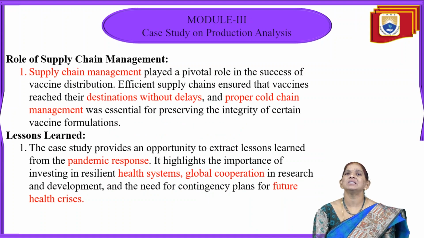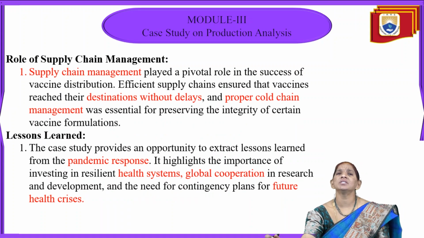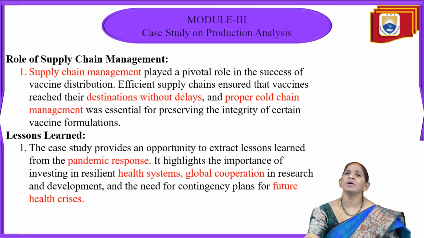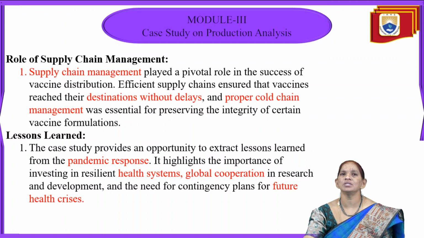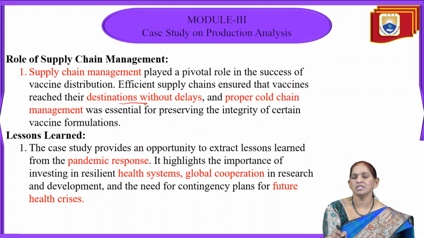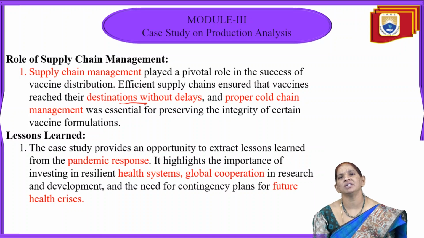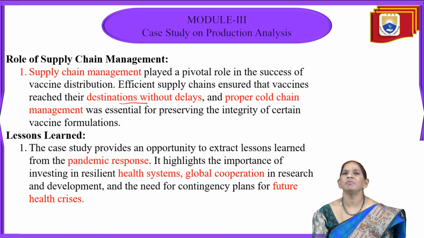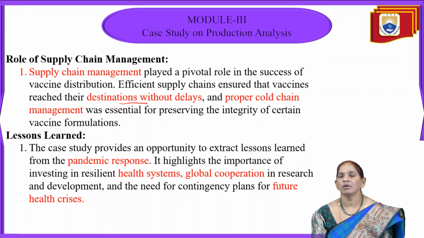Along with this, we have to consider the role of supply chain management. Supply chain management plays an important role in the successful distribution of these COVID-19 vaccines. An efficient supply chain ensures the vaccine reaches its destinations without delay. Good supply chain management and efficient measures make the vaccine reach the destinations on time without delays.